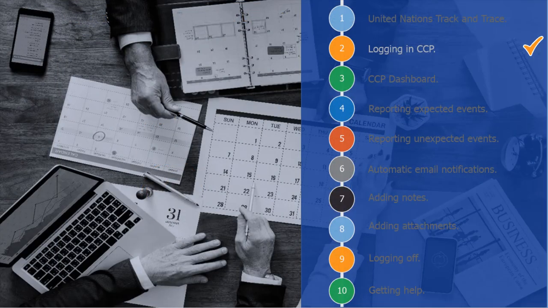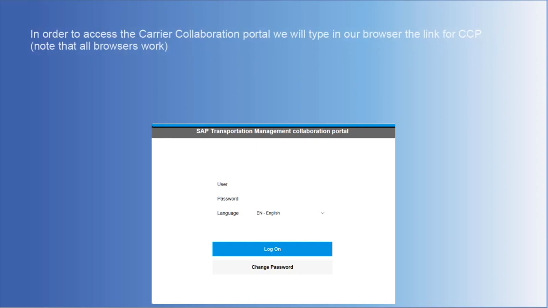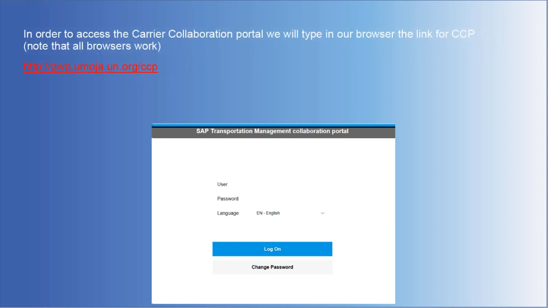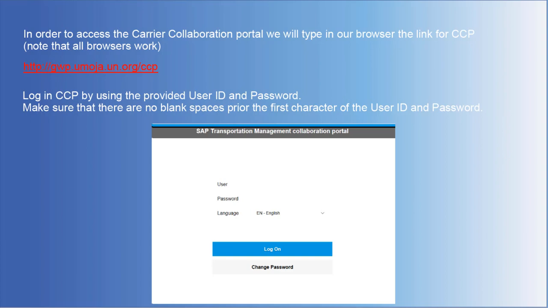Login in CCP. In order to access the Carrier Collaboration Portal, we will type in our browser the link for CCP. Note that all the browsers work. Log in to CCP by using the provided user ID and password. Make sure that there are no blank spaces prior to the first character of the user ID and password.